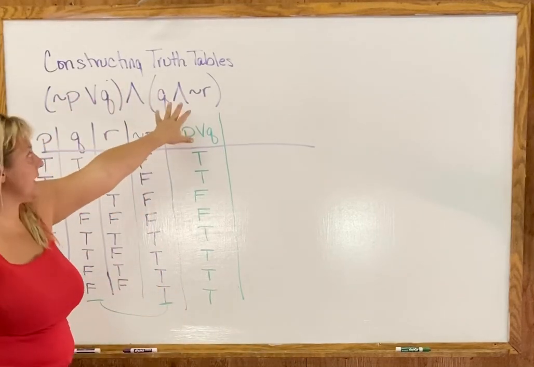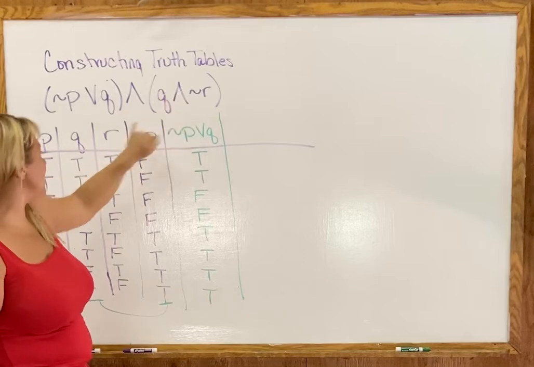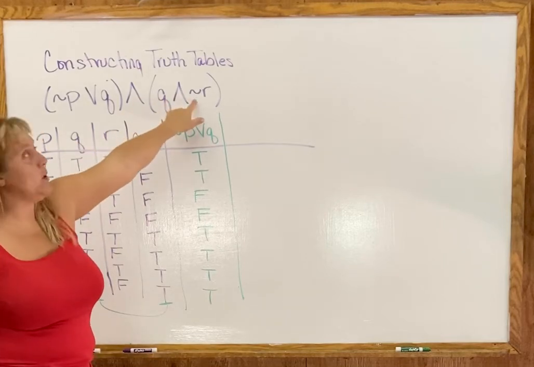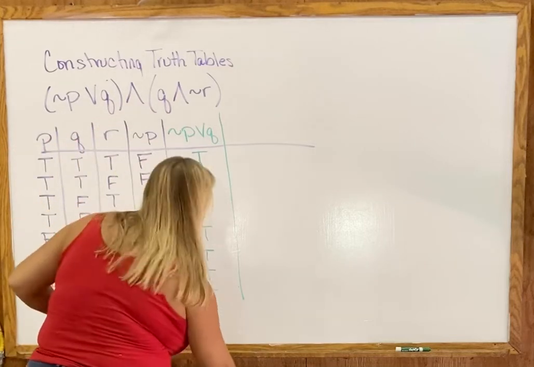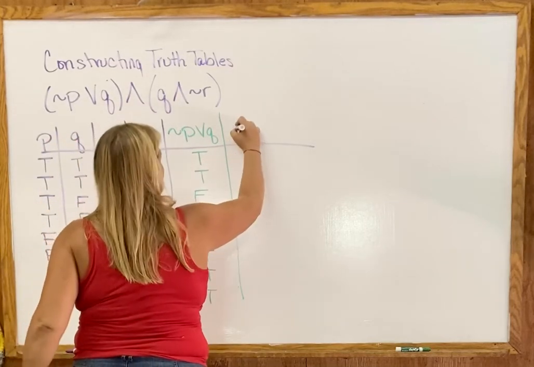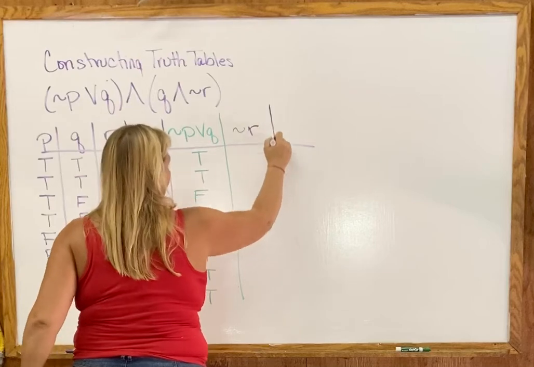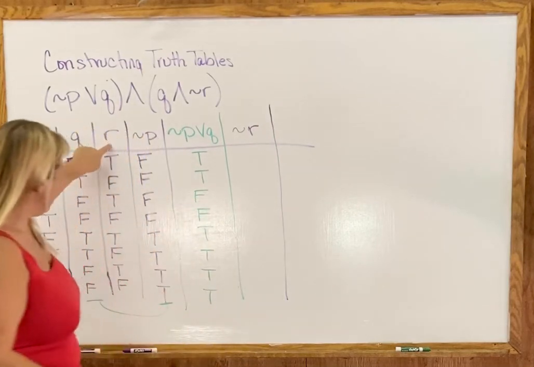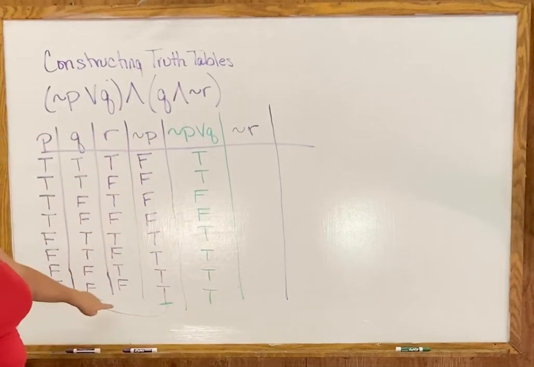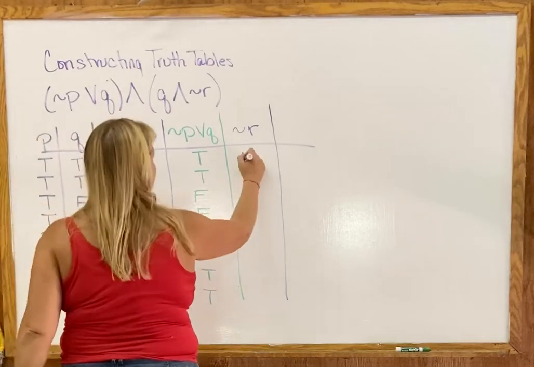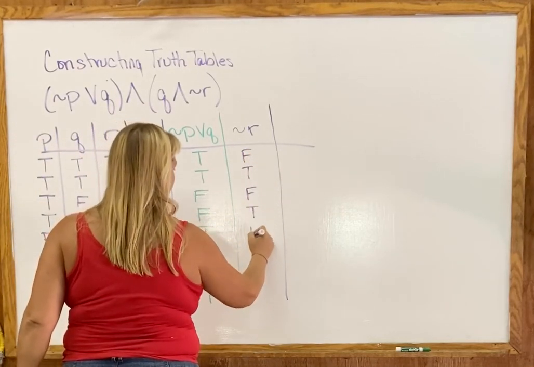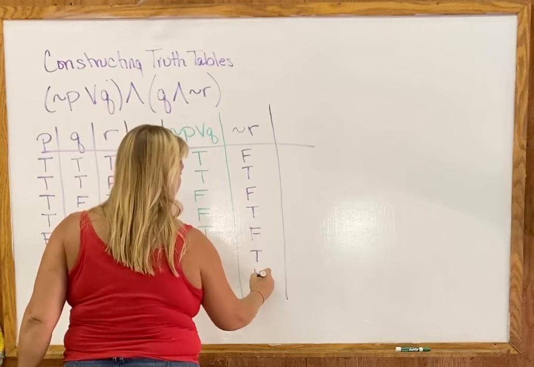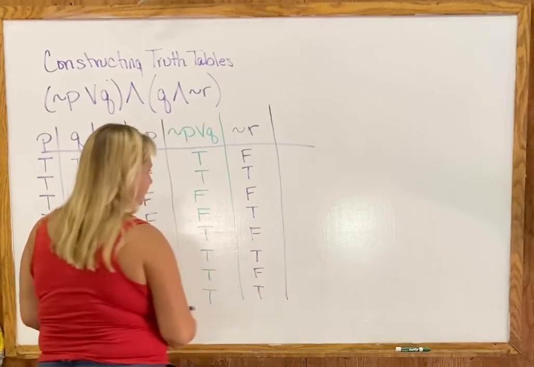Now let's move into the second parenthesis. In the second parenthesis, we need Q, well, we have Q, but we need not R. So I'm going to go back to purple for the not R. Okay, so not R. We're going to take this column here and we're going to flippity flop. So it's going to go false, true, false, true, false, true, false, true.